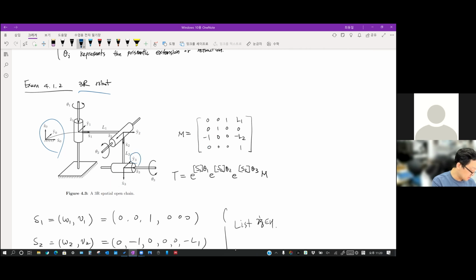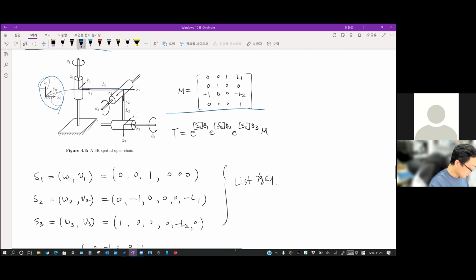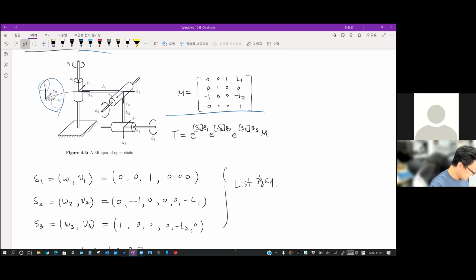And y3 is equal to the y0 axis, so it becomes 0, 1, 0. And z3 is equal to x0, so it becomes 1, 0, 0, like this. And the position of this point becomes L1 along the x-axis and minus L2 along the z-axis. So this one is M. And then we just need to find the omegas.